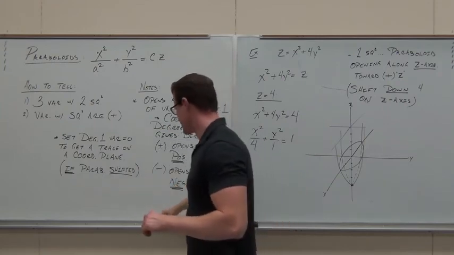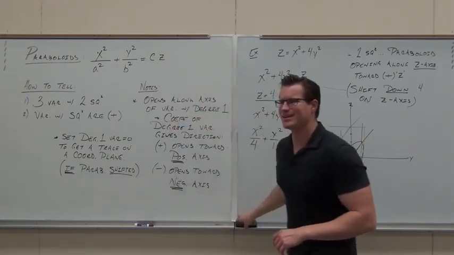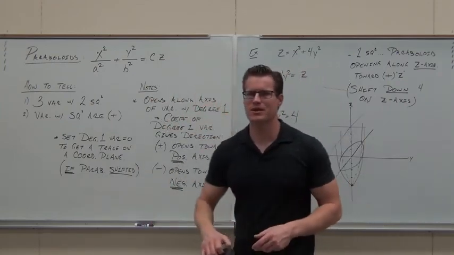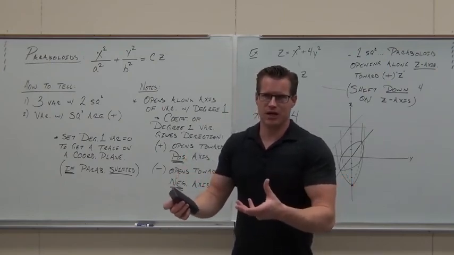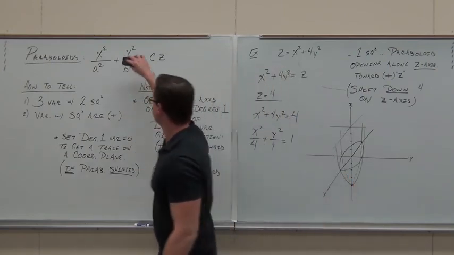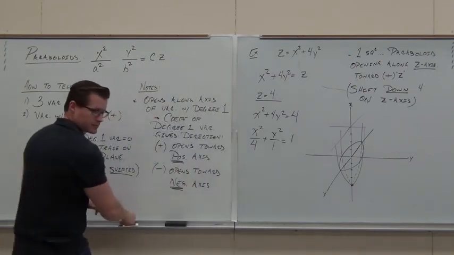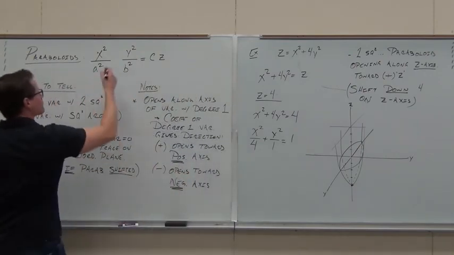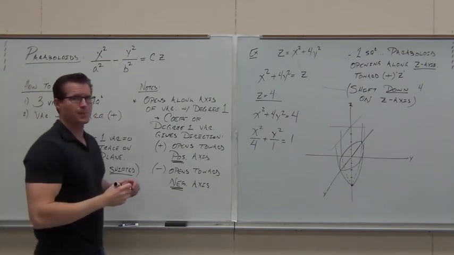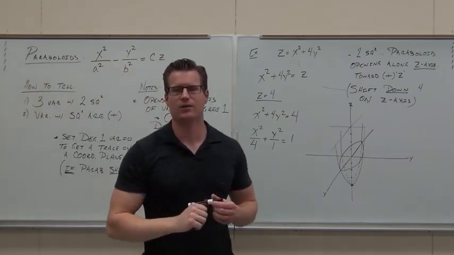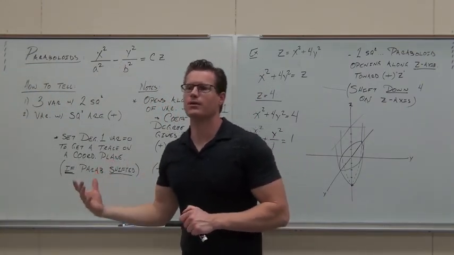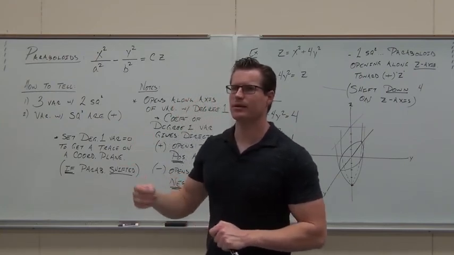Our last one says, you know what's going to happen, right? As soon as we start changing anything about that formula, our shape starts changing. So what I'm going to do, I'm going to do that. It's going to give us an entirely different shape. And what we call this shape is a hyperbolic paraboloid.